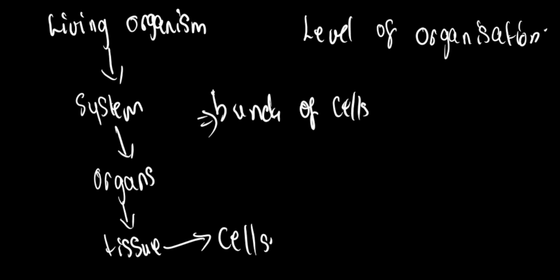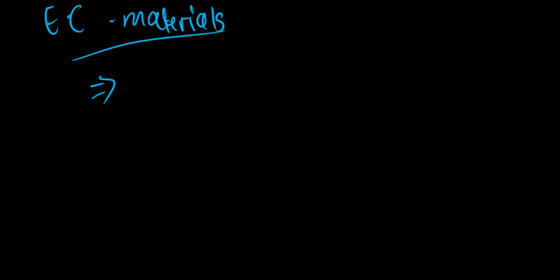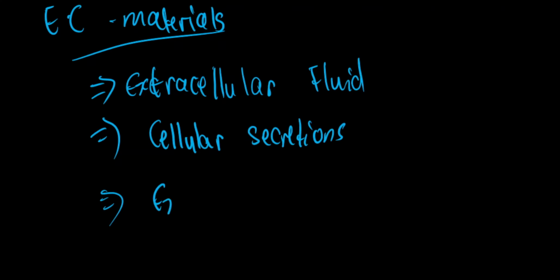However, this would be an overgeneralization, because although the living organism is indeed a bunch of cells, there are other substances that are not necessarily cellular that make up the general mass of the living organism. These substances are referred to as extracellular materials. There are about 3 elements of the extracellular materials. Firstly, we have the extracellular fluid. We also have cellular secretions, and lastly we have the extracellular matrix.